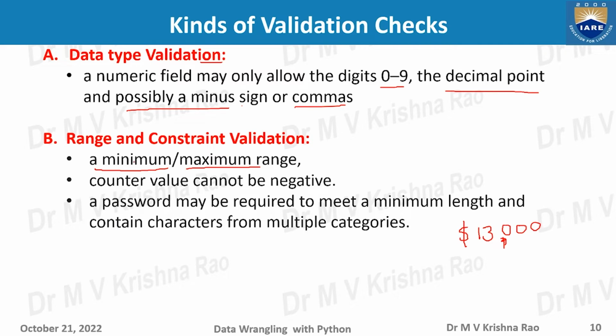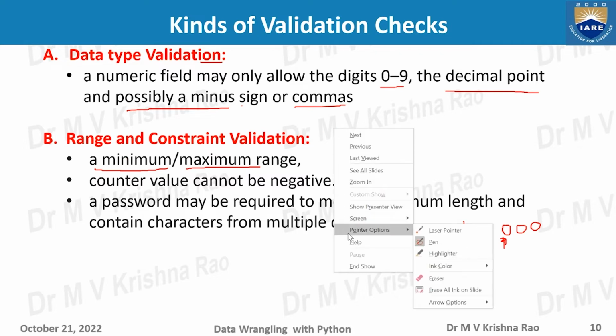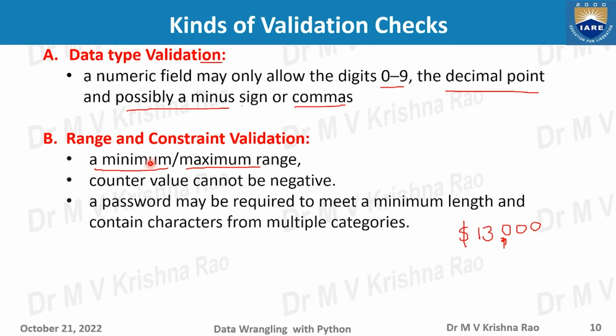Okay, clip it. If the minimum value is 0 and -2 is there, then clip it to 0. And if the maximum value is 255 and something like 257 is there, make it 255. So like that, there is a constraint you can create; this is called a range constraint. And a counter value cannot be negative.